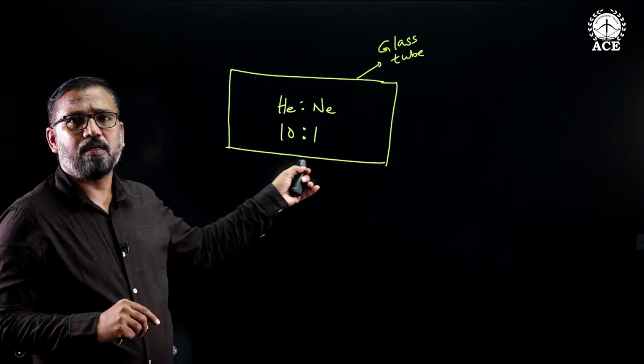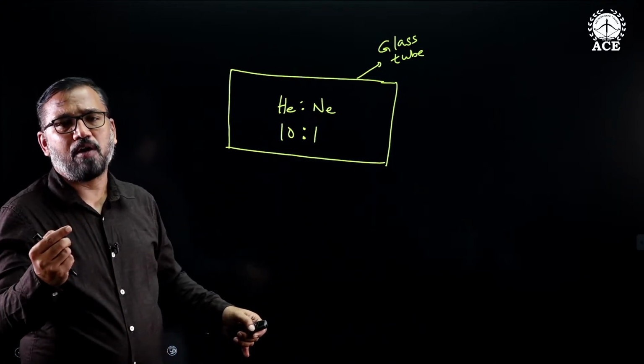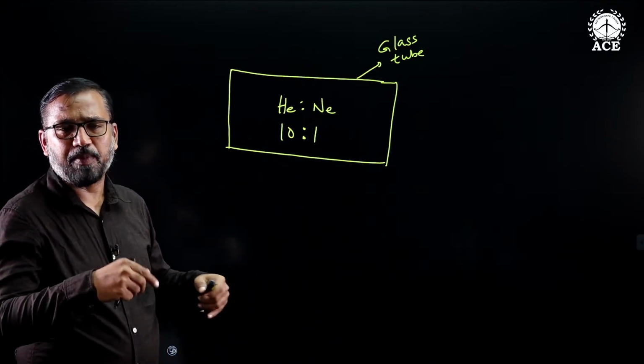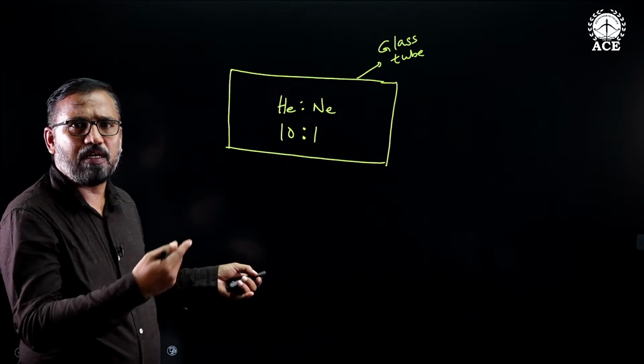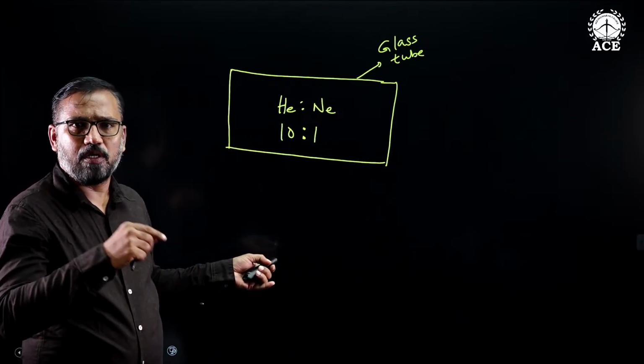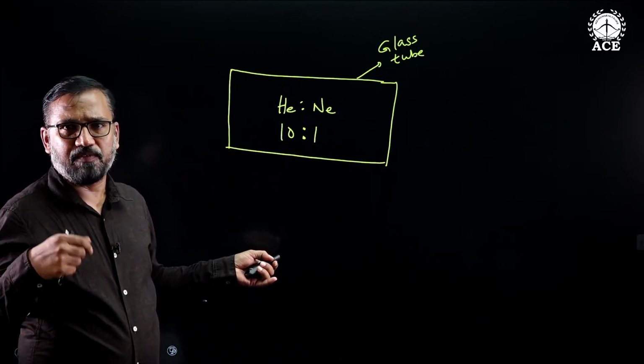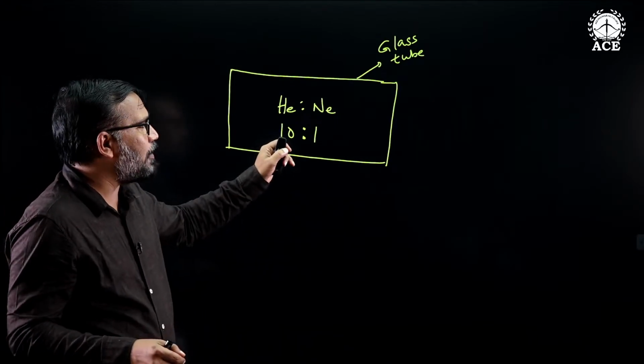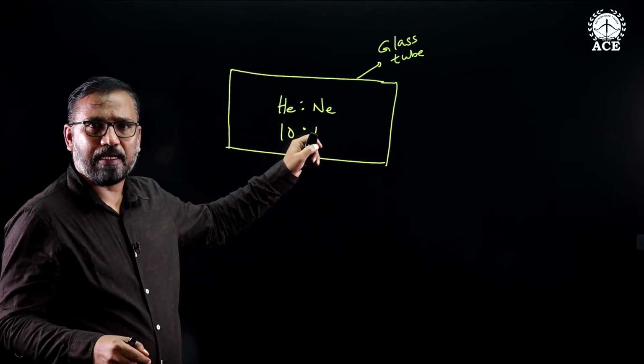And it is at around 1 torr pressure. How much pressure are we enclosing this at? Around 1 torr. This pressure also depends on the output laser we want to get. So we enclose these molecules into the glass tube.